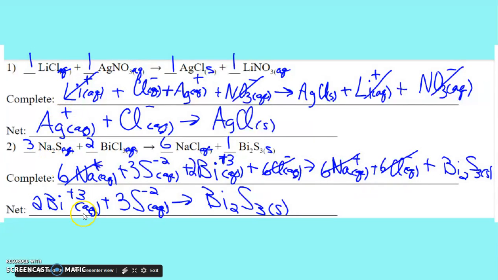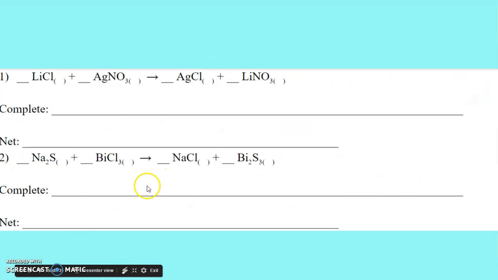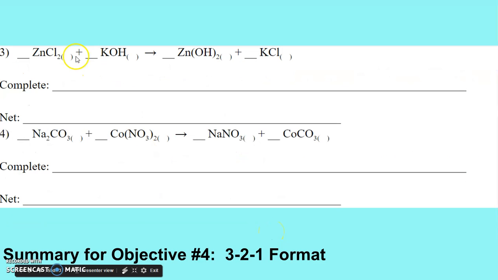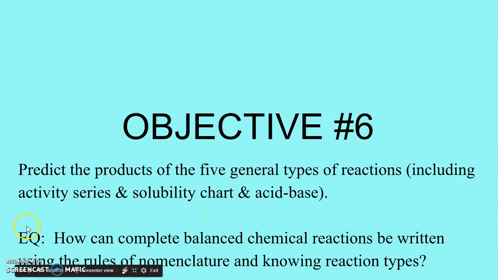So you can go through the second one too and compare how you did to this slide, because these are the same ones that are just written out for you. And we're going to do some more practice problems in class, plus the practice problem on the previous couple of slides. So you hopefully by the end of class today will have a pretty firm grasp on how to write the complete versus the net ionic equation. So the summary for objective number 4 is a 3-2-1 format, and we'll do that in class as well.